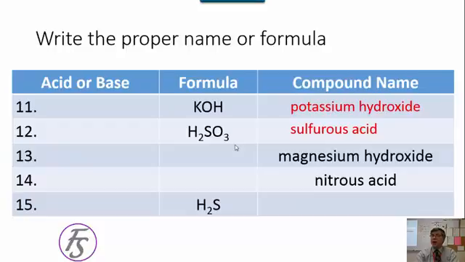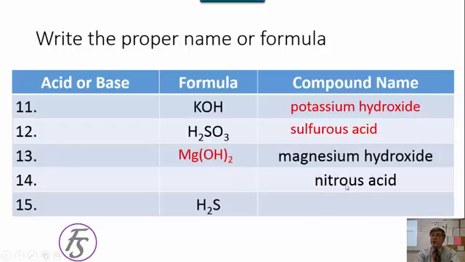Number 13, magnesium hydroxide. Well, when we're doing formulas, we write first the symbol for the metal and then the symbol for the polyatomic ion, and then we crisscross the charges. Magnesium has a charge of +2, and the hydroxide has a charge of -1. So +2 here, and this is -1. So when we crisscross, our 2 comes down here, and we end up with Mg(OH)2 for magnesium hydroxide.